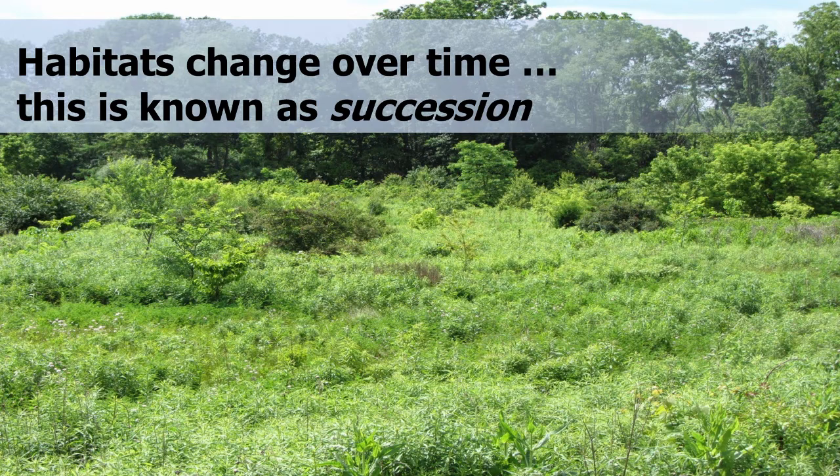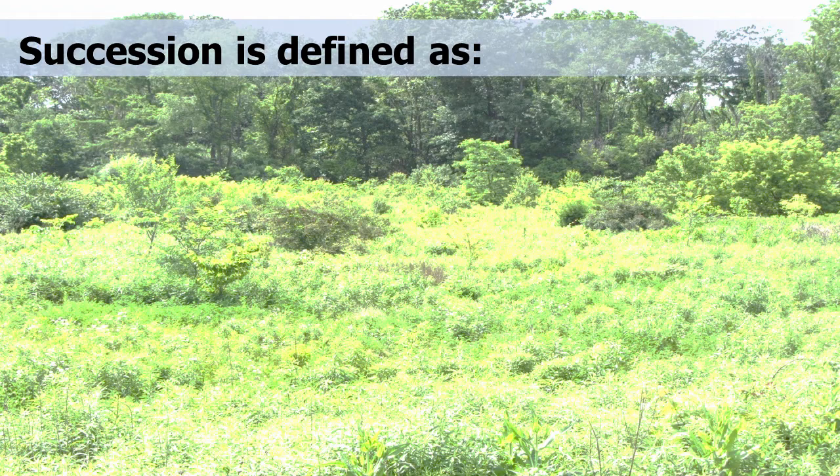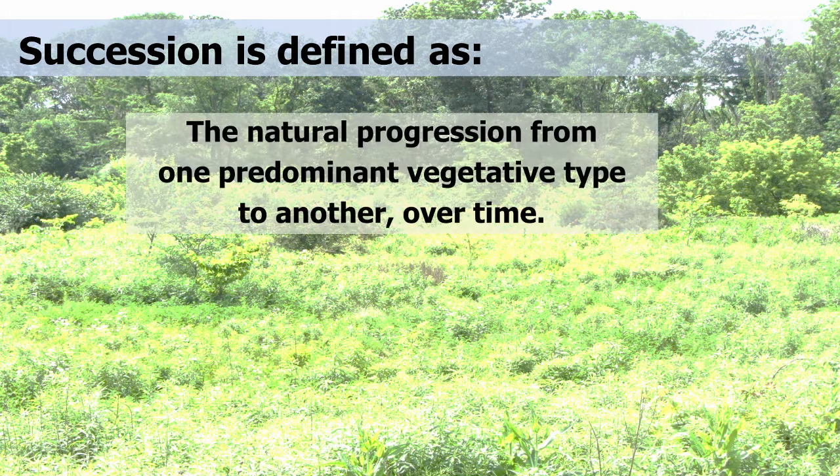Wildlife habitats are not static and change over time. This is known as succession. Plant succession is defined as the natural progression from one predominant vegetative type to another over time. As might be expected, as habitat evolves, the types of available food and cover change, and thus the suitability for various species of wildlife also changes.